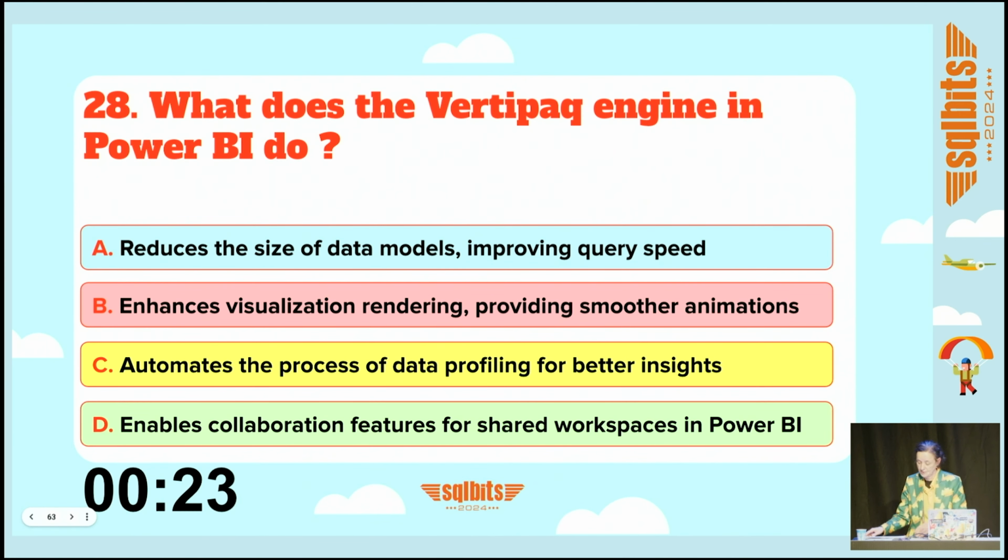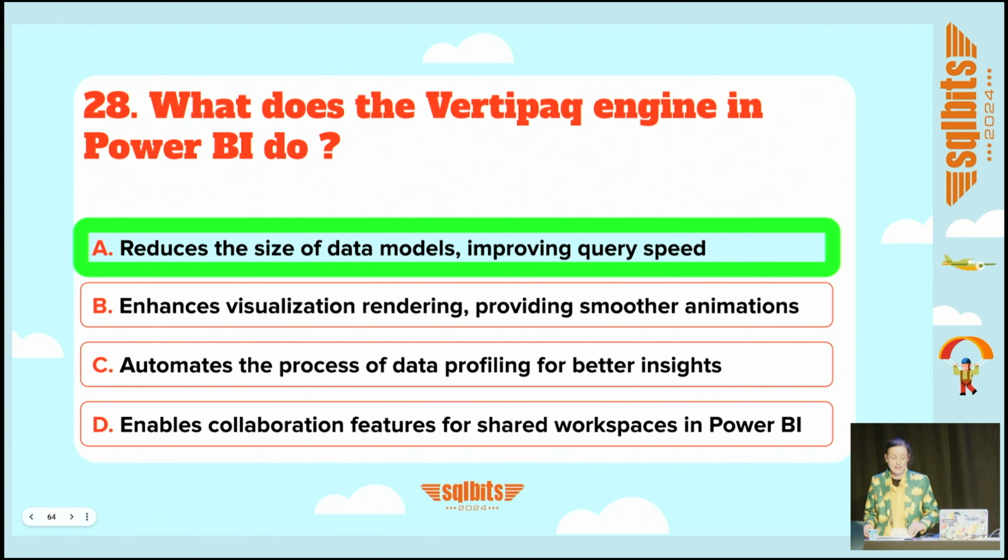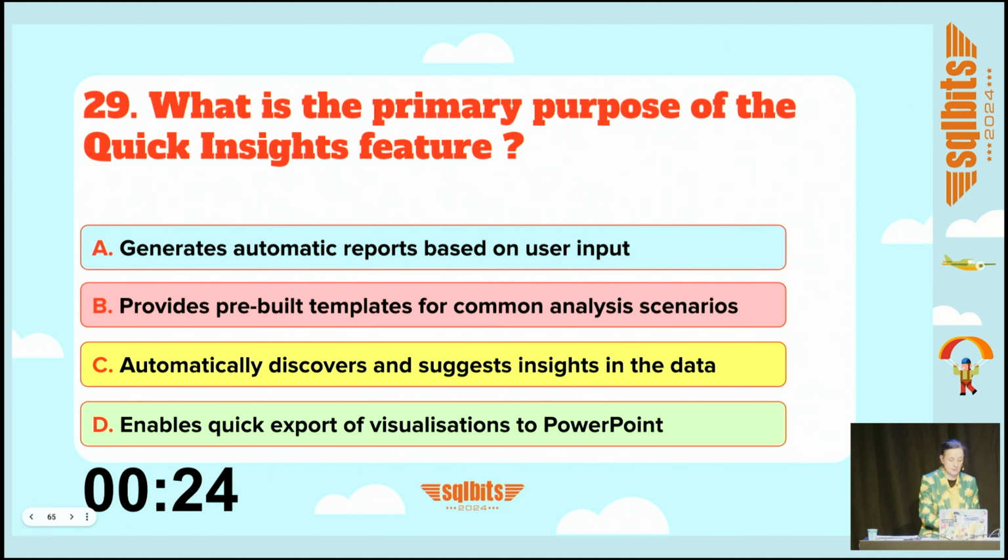Here we go. What does the VertiPaq engine in Power BI do? A, it reduces the size of the data models, improving query speed. B, it enhances visualization rendering to provide smoother animations. C, it automates the process of data profiling for better insights. Or D, it enables collaboration features for shared workspaces in Power BI. I see mostly A, and that is very correct.